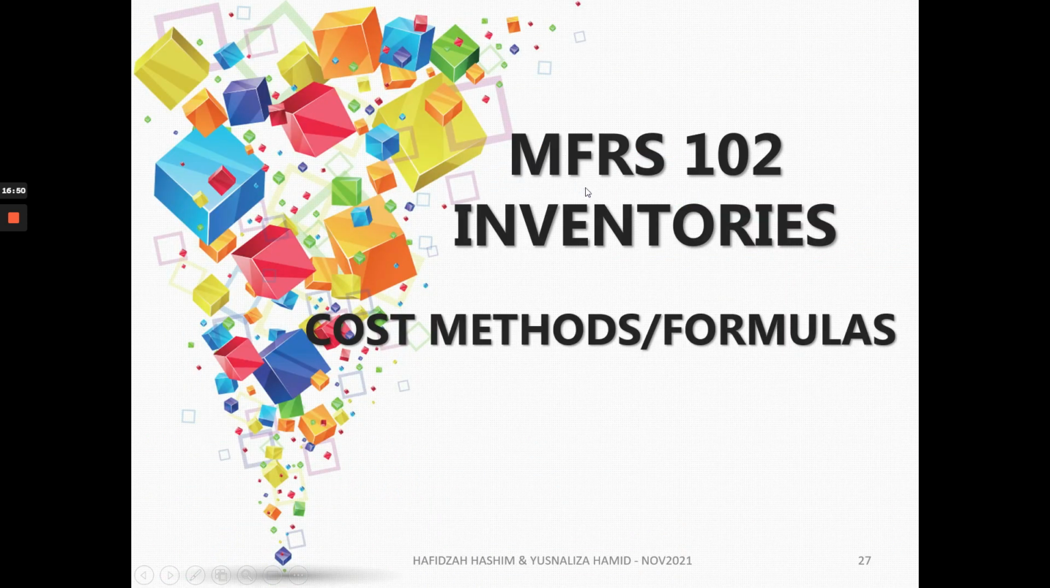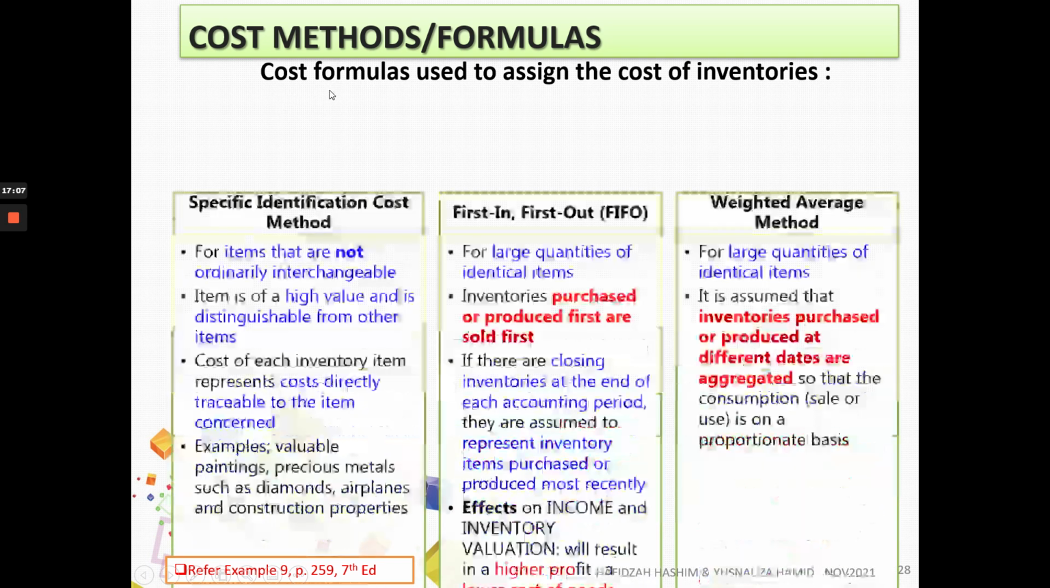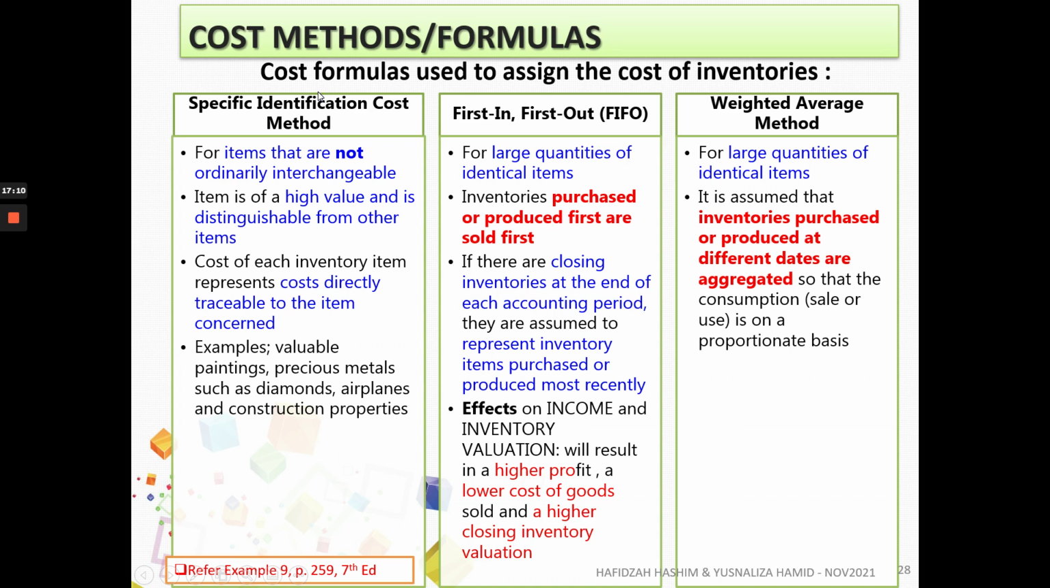So that's the cost of closing inventories for the finished goods as a result of the manufacturing inventories. So now let us move on to the next part, which is on the cost methods and formulas. This was what you have learned before, maybe in your earlier studies, particularly when you were doing accounting for inventories, or in your costing studies, where you learned the cost formulas used to assign the cost of inventory. You might be familiar with the first in, first out, FIFO, and the weighted average. But this is the one that will be something new to you, which is the specific identification method.